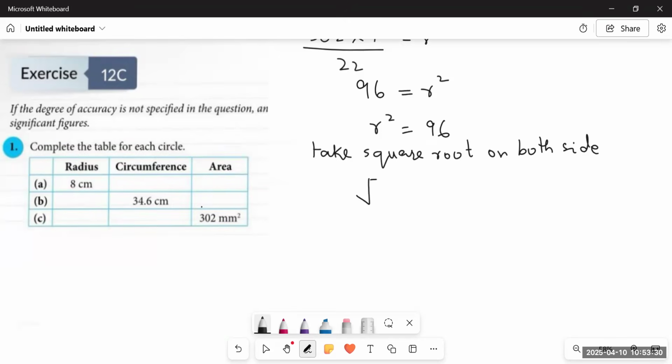It will be like, when we take the square root, this square will cut the root and we are left with r is equal to under root 96. And we know 81 is the perfect square of 9 and 100 is the perfect square of 10. So we can keep it as 9.8 or 9.9 something. It will be around 9.8 centimeters.